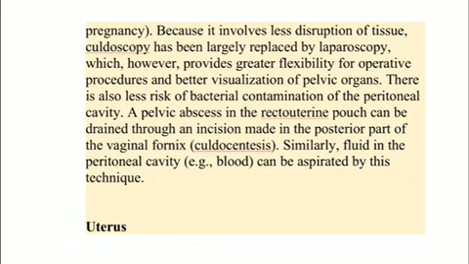When there is pelvic abscess in the rectouterine pouch, it can be drained through an incision made in the posterior wall of the vaginal fornix, and the procedure is called culdocentesis. Also, when you have fluid in the peritoneal cavity, like blood, it can be aspirated by culdocentesis.